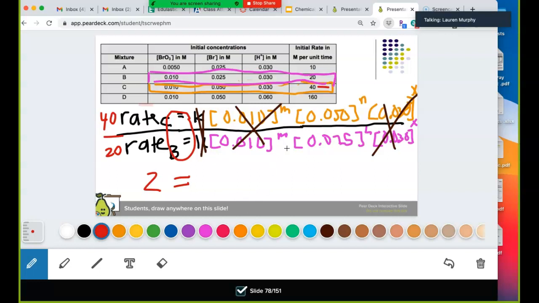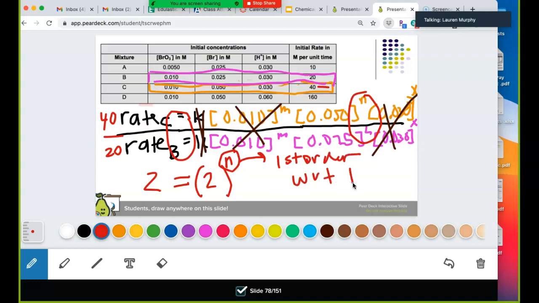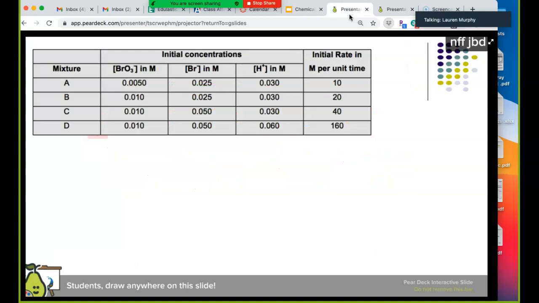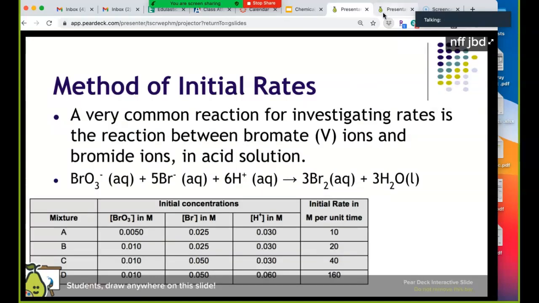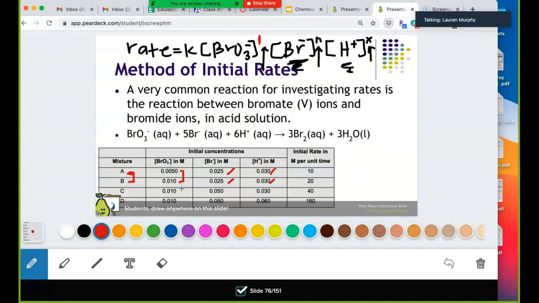0.05 divided by 0.25. It's like the same as saying 50 divided by 25, right? It's 2 to the n. Because, right, this is what we're trying to find. 0.05 divided by 0.025 is 2. So what's this order? 2 to the what is 2? 1. So it's first order with respect to bromide, Br minus. So now if I go back to my rate law, I now know this guy's order. It's a 1.